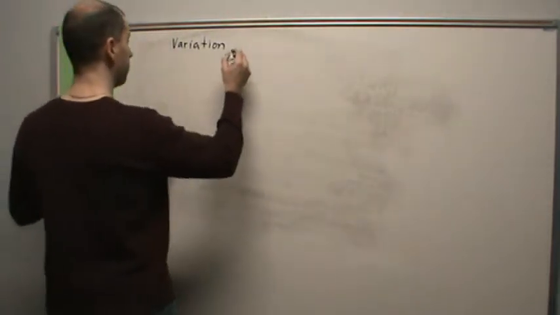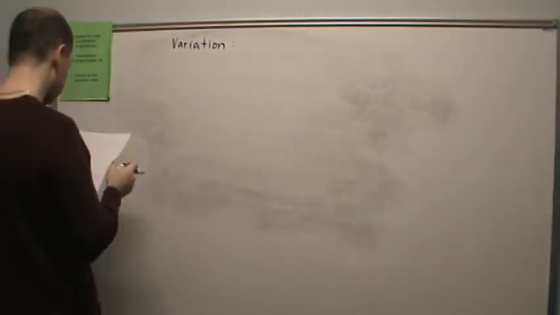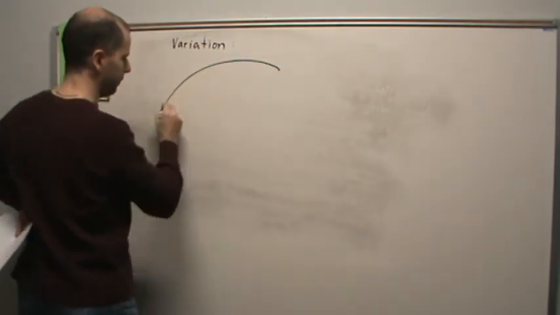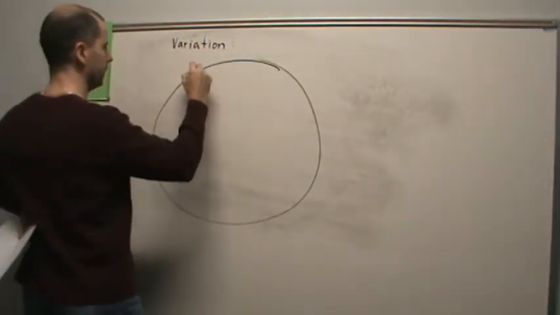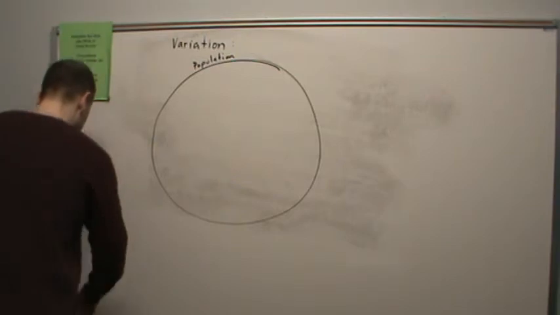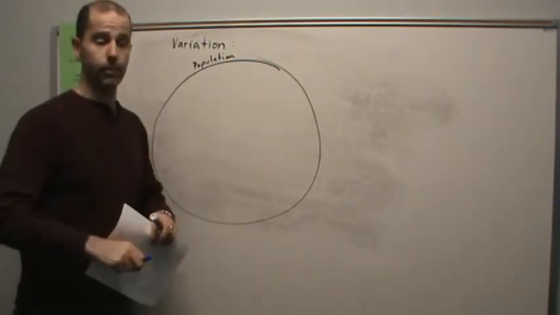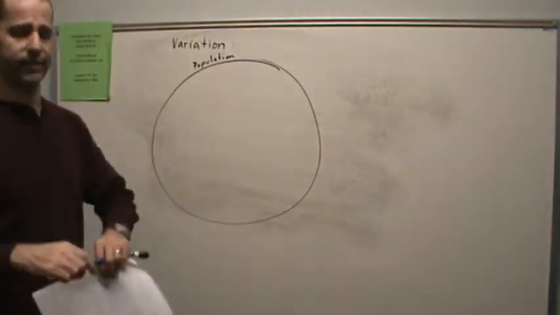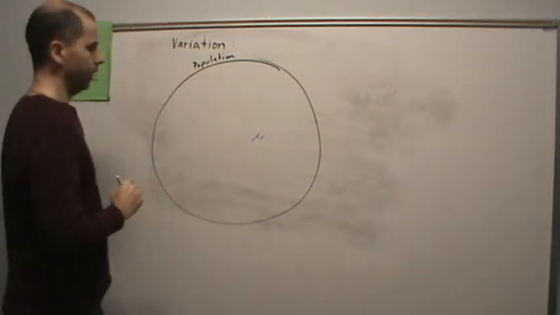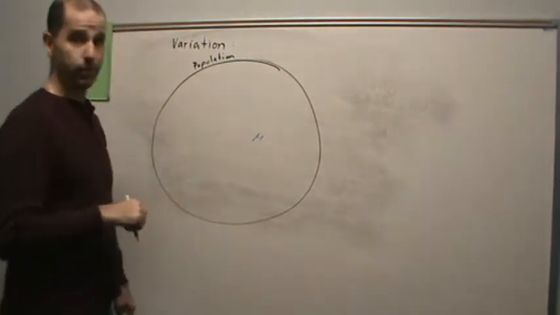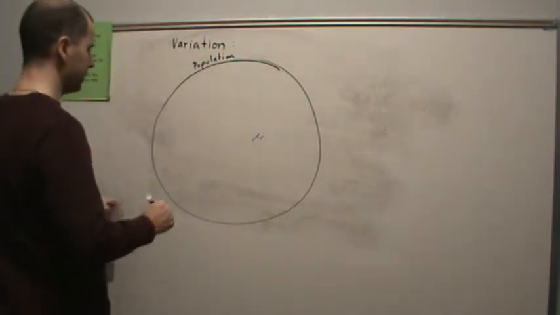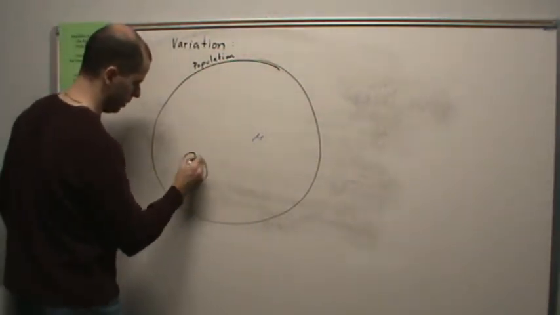So let's consider a population. If we take a random sample of size n, so we take some population, and let's say we have some parameter, let's say the population mean, mu. So we have the population mean. And let's say we take a random sample of size n.